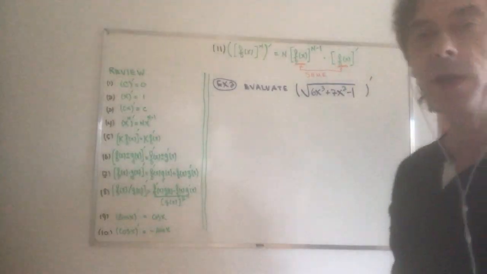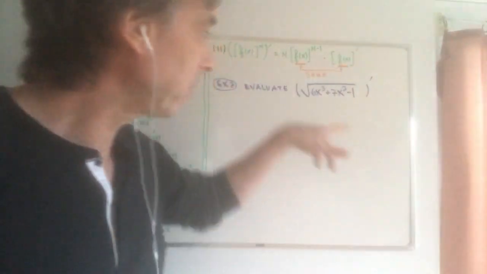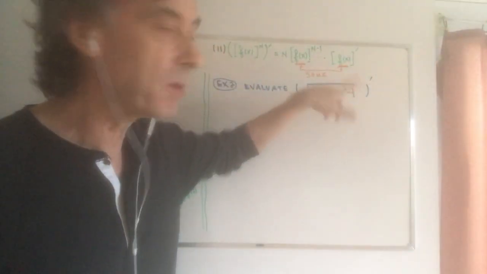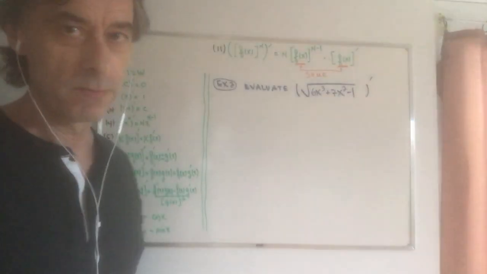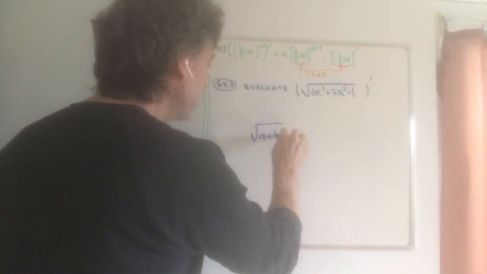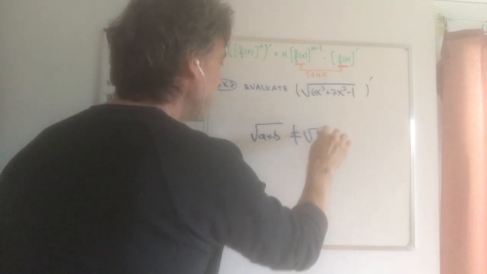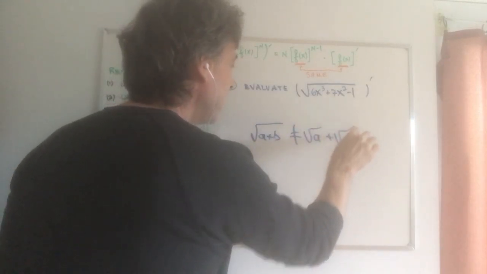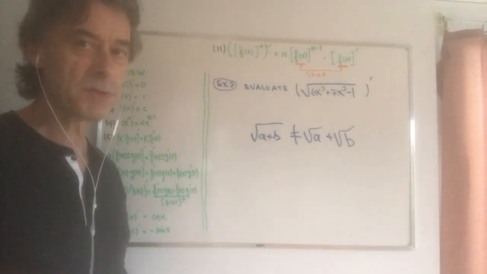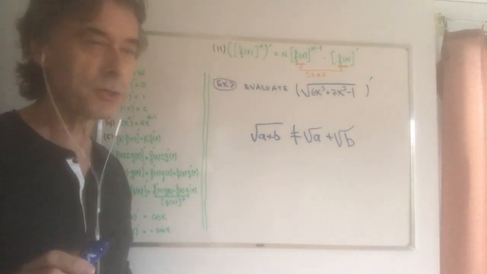Okay, quick question. Can I take the square root of 6x cubed, and the square root of 7x squared, and the square root of minus 1 separately? No, right? Because remember that the root of a plus b is not the same as the root of a plus the root of b. So we cannot separate the root when we have pluses and negatives. That is not good algebra.